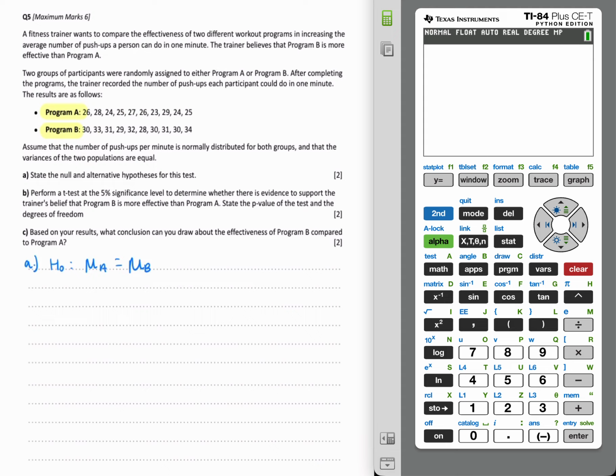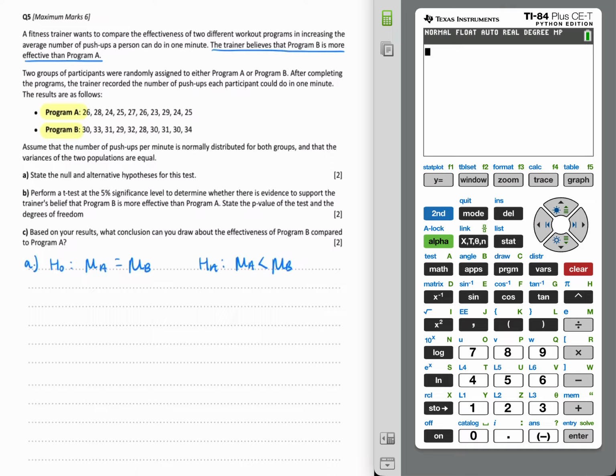And then for the alternate hypothesis, there will be something in the question that tells me what they're trying to test. So it says that the trainer believes that program B is more effective than program A. So we're expecting the mean of B to be larger than the mean of A. So we're expecting that the number of push-ups people can do after completing program B will be greater.